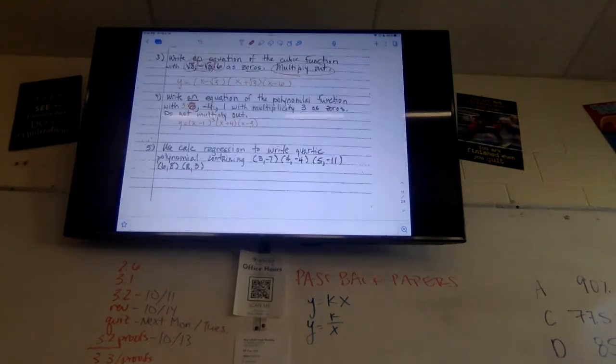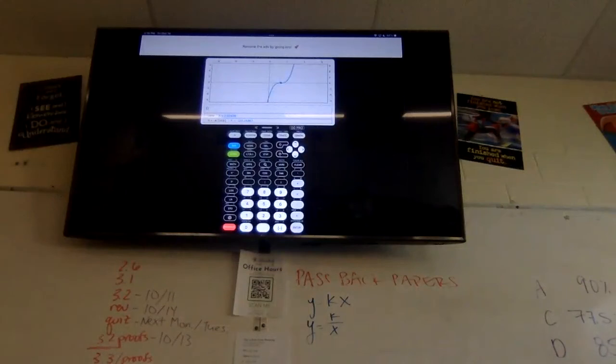Okay, good thing our last couple of problems are all calculator problems, because this one says use calc regression to write the quartic polynomial containing these points. So go get your calculator out. If you put it away, get it back out.